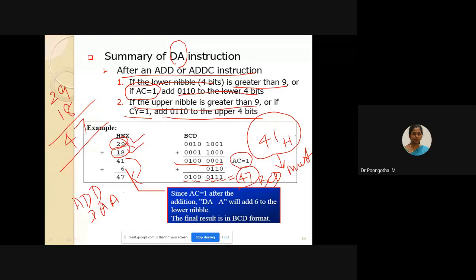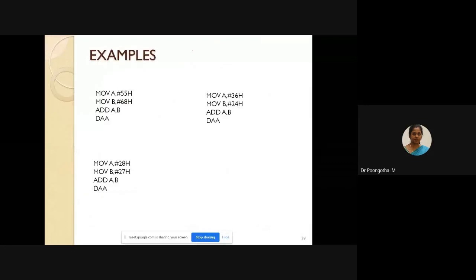So the algorithm is, first it will check the LSB. If the LSB is greater than 9, add 6 to the LSB. Similarly, it will check the upper nibble, the MSB. If it is greater than 9, add 6 to the upper 4 bits. So the final result is in BCD format. Is that clear? Yes. Okay. So do the first example, and the second: ADD A, B; DAA. These two are homework problems.